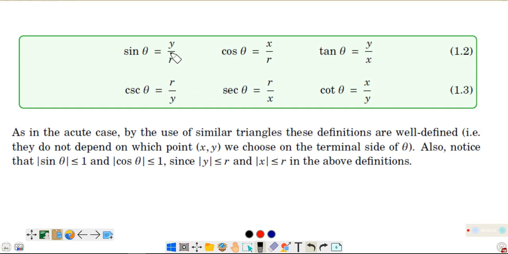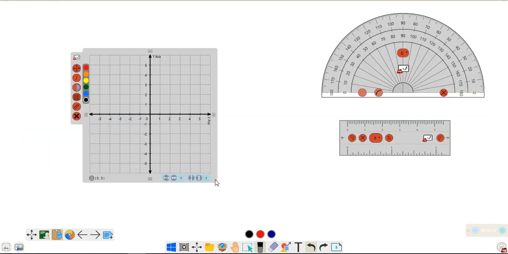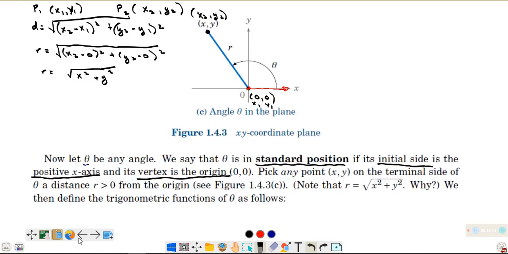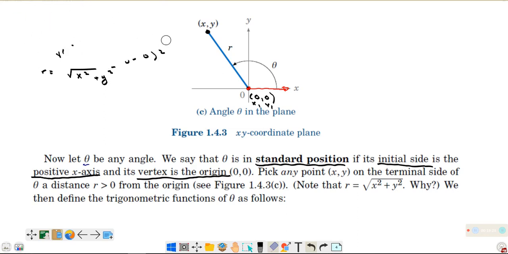Ngayon, baka nagtataka kayo, bakit nakuha yung y, r? Eh, di ba opposite over hypotenuse to? Ito naman, adjacent over hypotenuse. So, dito nanggaling yung derivation natin. Balikan natin itong graph natin dito. Burahin ko lang yung distance formula natin.